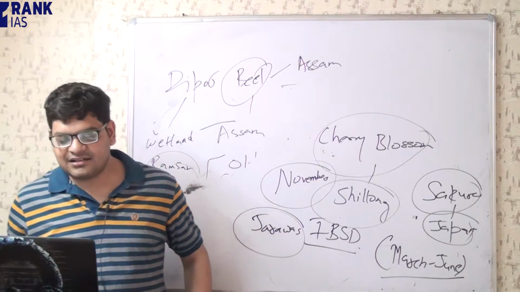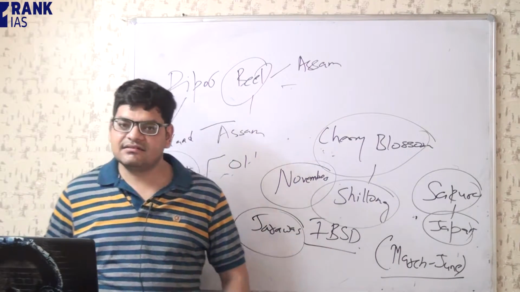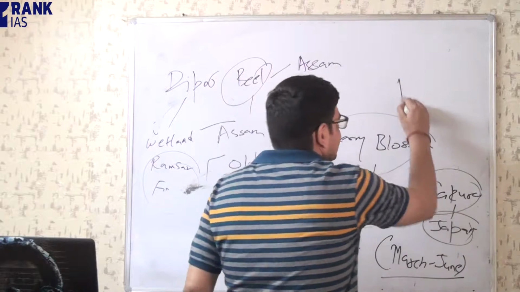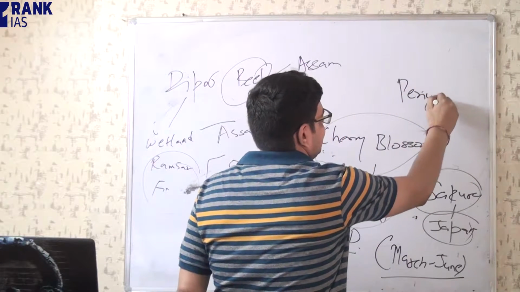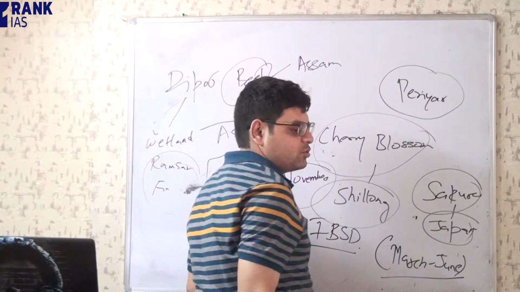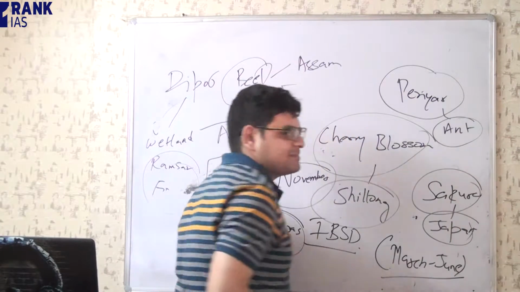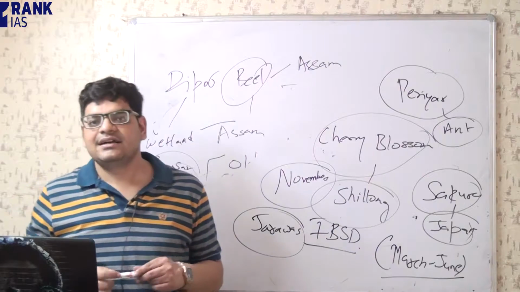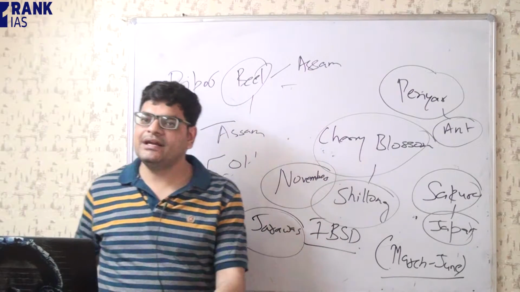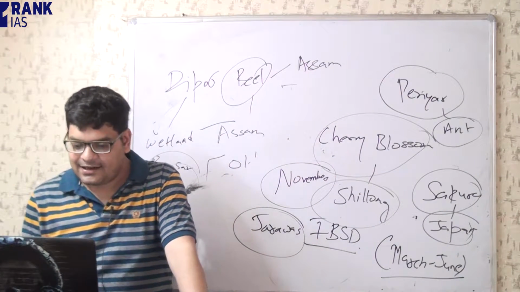Similarly, ant species have been found in Periyar Tiger Reserve. Periyar Tiger Reserve is in Kerala, and as you know, the Western Ghats and the whole Kerala, Malabar, Konkan region is very endemic. It's a biodiversity hotspot, and another ant species has been found in Periyar Tiger Reserve in Kerala.